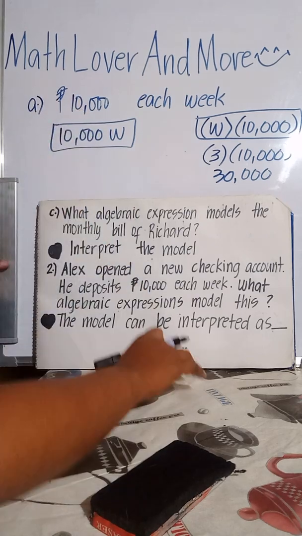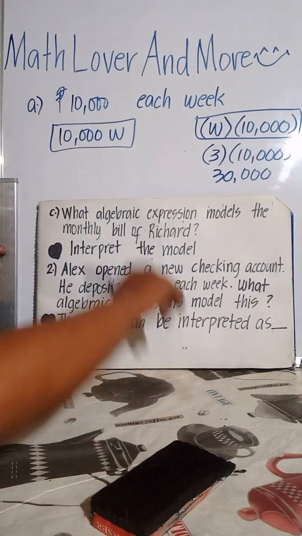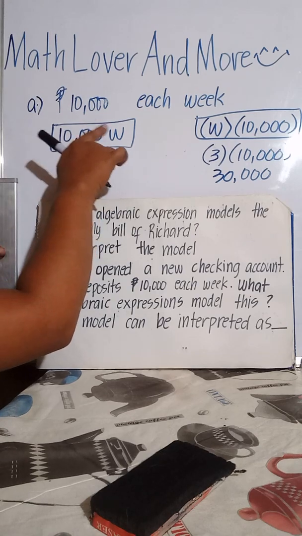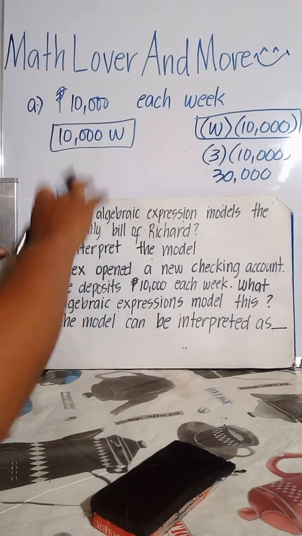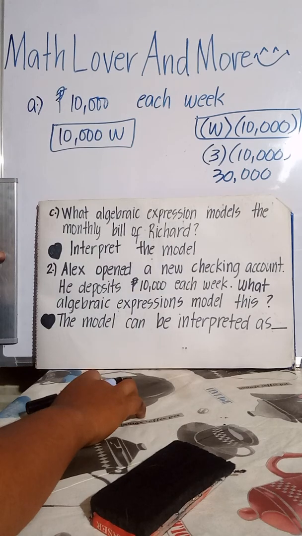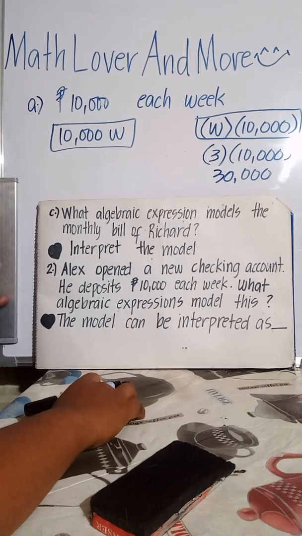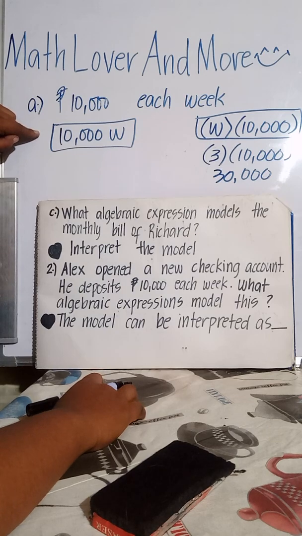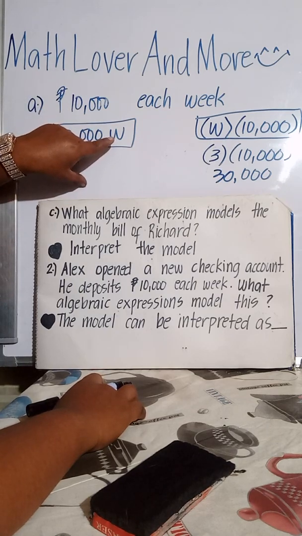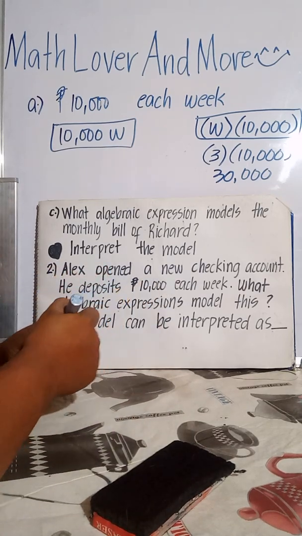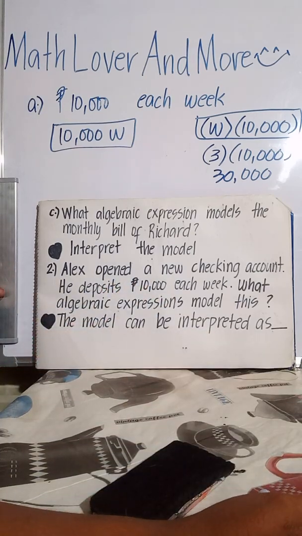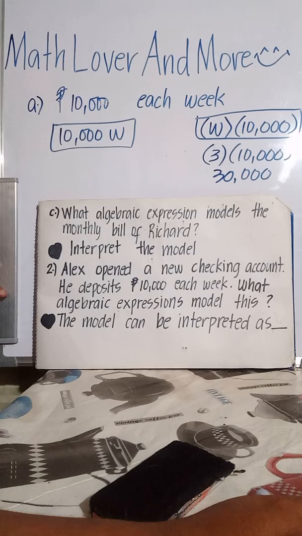You must always remember that in algebra, when you have 10,000 beside a letter, that means you will multiply 10,000 with the W. Whatever is your value for the W, you multiply it and you will be able to get the answer. So we interpret this as 10,000 pesos multiplied by the number of weeks for you to be able to know how much money is deposited in the bank account of Alex. So that's it for our number 2 problem.